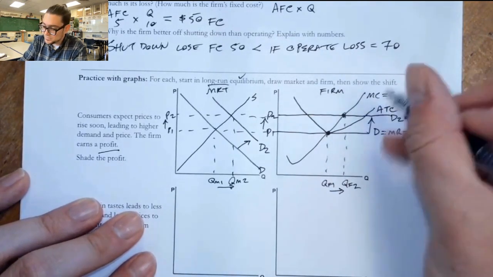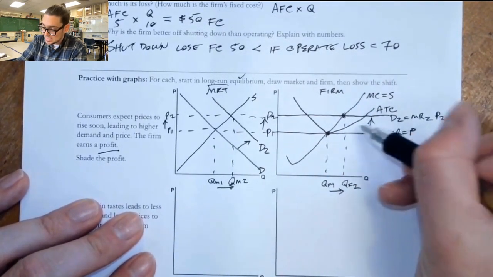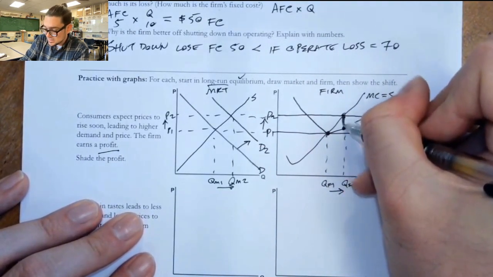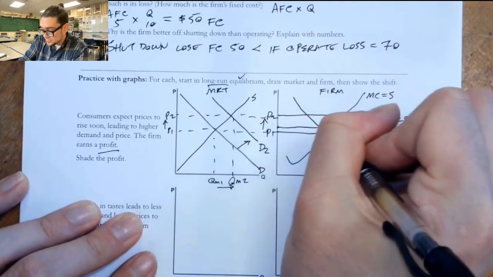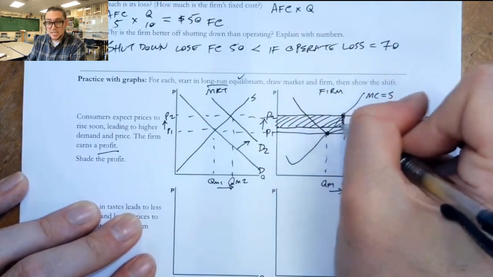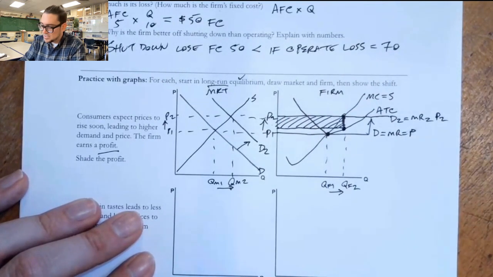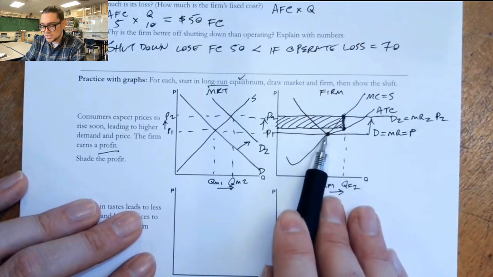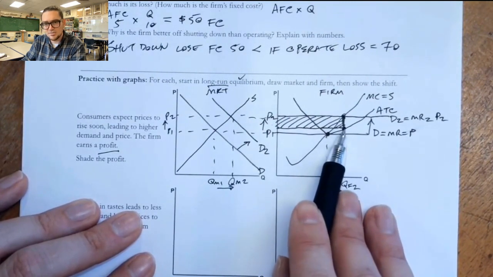So we go down from this new price, price 2, down to the ATC at QF2. We connect those, and then we go over, all the way over to the axis, and this little thin rectangle is actually our profit rectangle. So again, we're not including the bottom part of the ATC. Remember, we are not here. We're actually producing here, and we're hitting ATC at that upper portion.